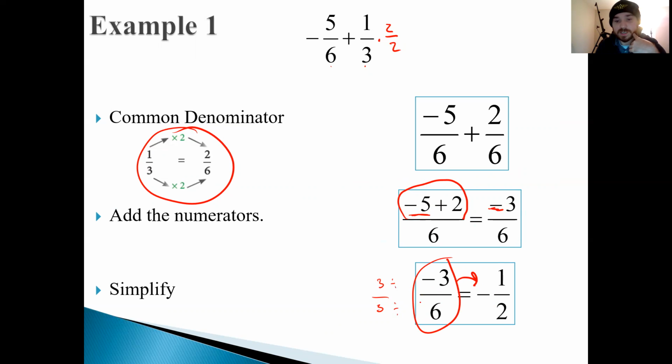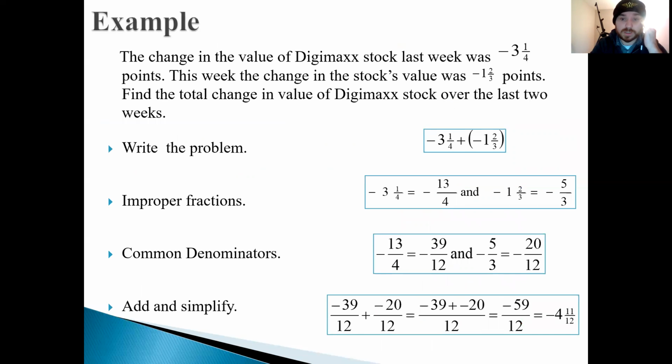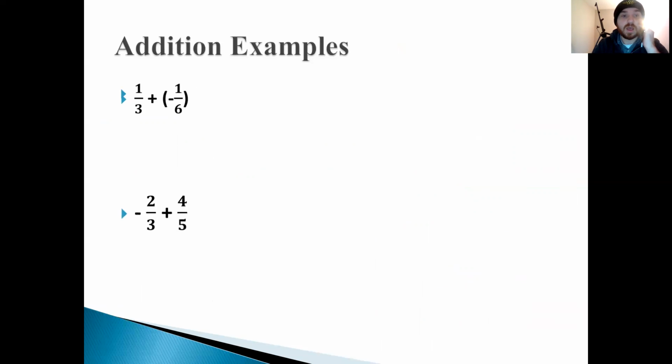I kind of wrote that backwards, I guess. So it's going this way. But the point is, we divided the top by 3, we divided the bottom by 3, and we're left with negative 1/2 as our final answer. Now, this is an example that's actually in your notes. For the examples that are in your notes, we're going to skip this word problem for now. So these are the first examples that are actually in your notes.